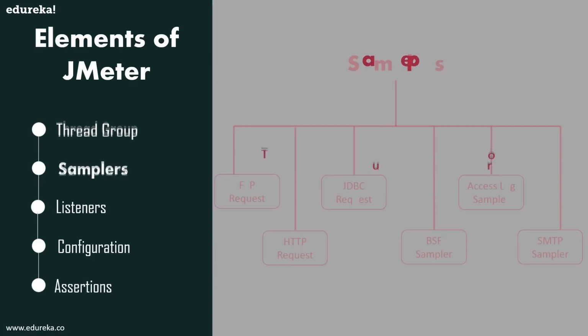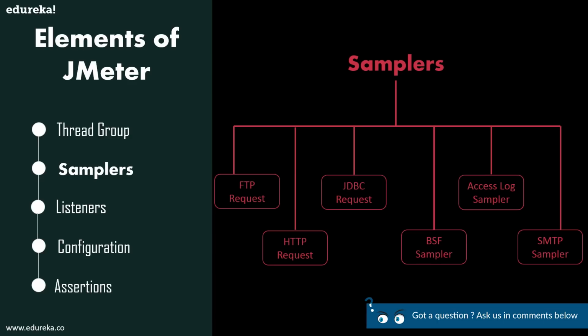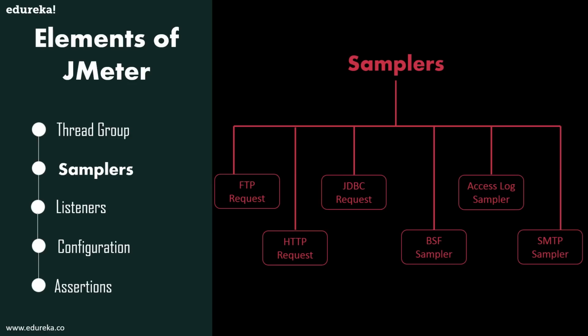The next element is the samplers. As we know already, JMeter supports testing HTTP, FTP, JDBC, and many other protocols. We also know that thread groups simulate user requests to the server. But how does a thread group know which type of request it needs to make? The answer is samplers. The user request could be FTP, HTTP, JDBC, etc. We have also discussed all of these requests.